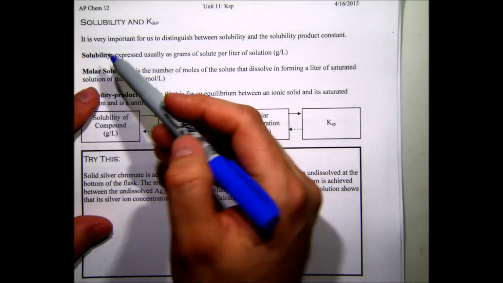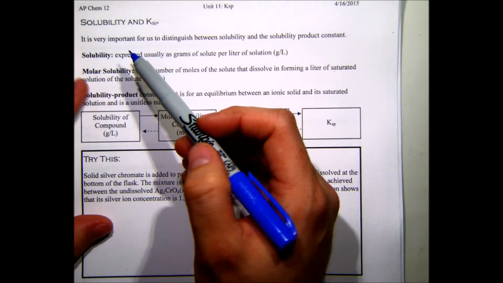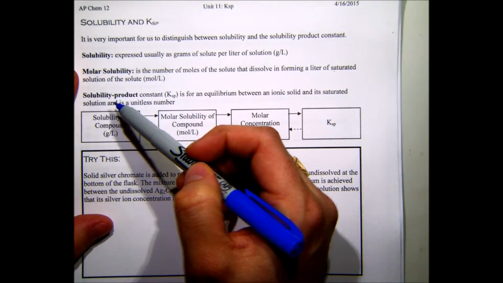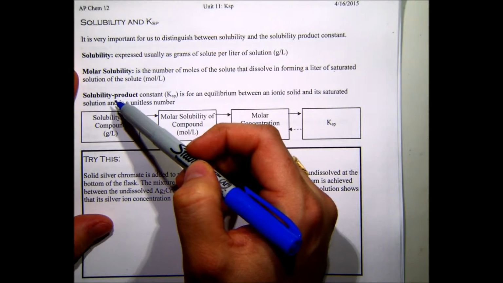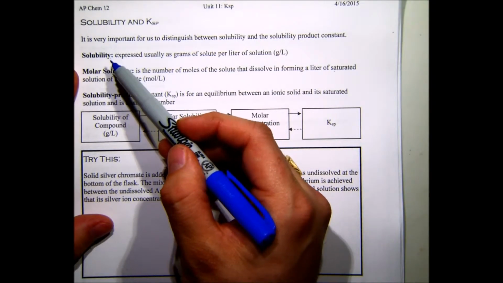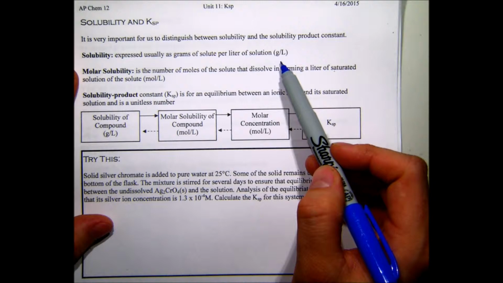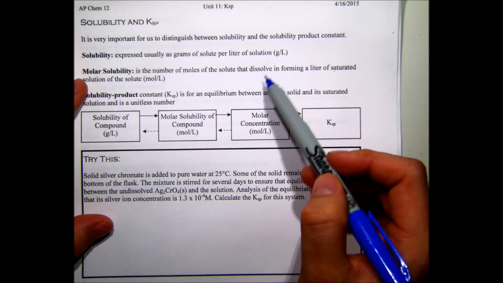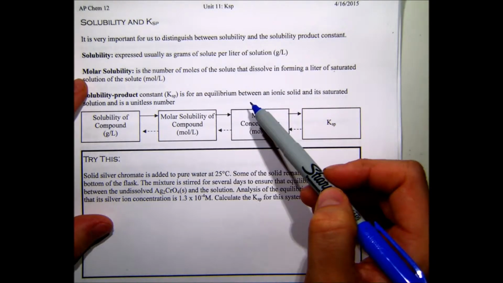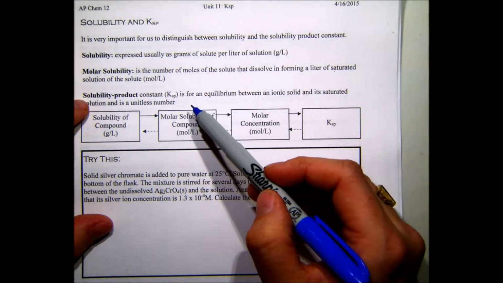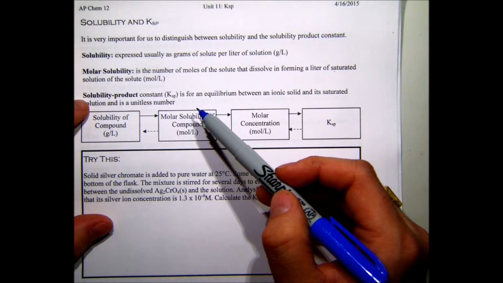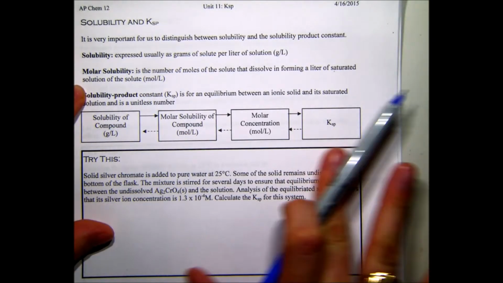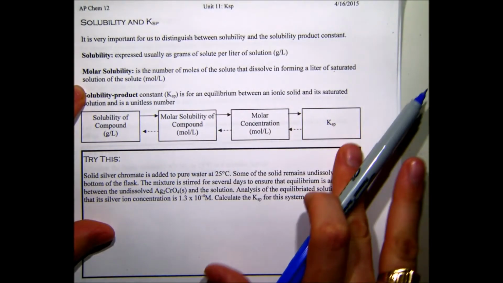So there's a connection between solubility and KSP. We have 3 terms here: solubility, molar solubility, and the solubility product constant, which is what we just finished talking about. Solubility is expressed by how many grams per liter of solute will fit into the solution. Molar solubility is the same concept but in moles per liter, and the solubility product is just the equilibrium constant. So given any one of those 3 terms, we can move back and forth just like this flow chart shows us.